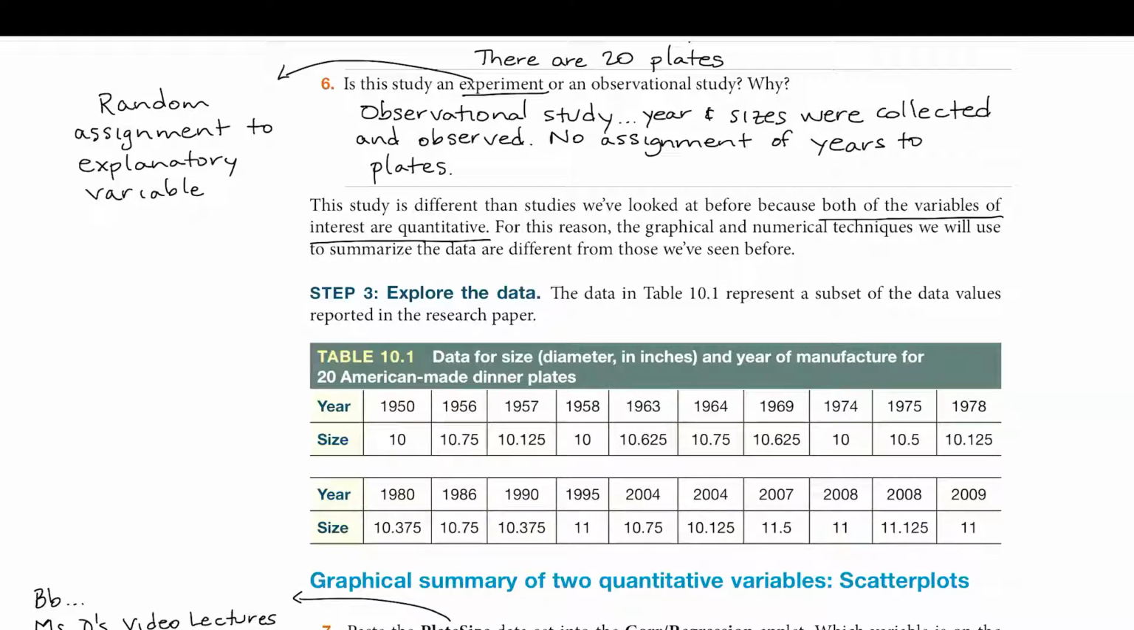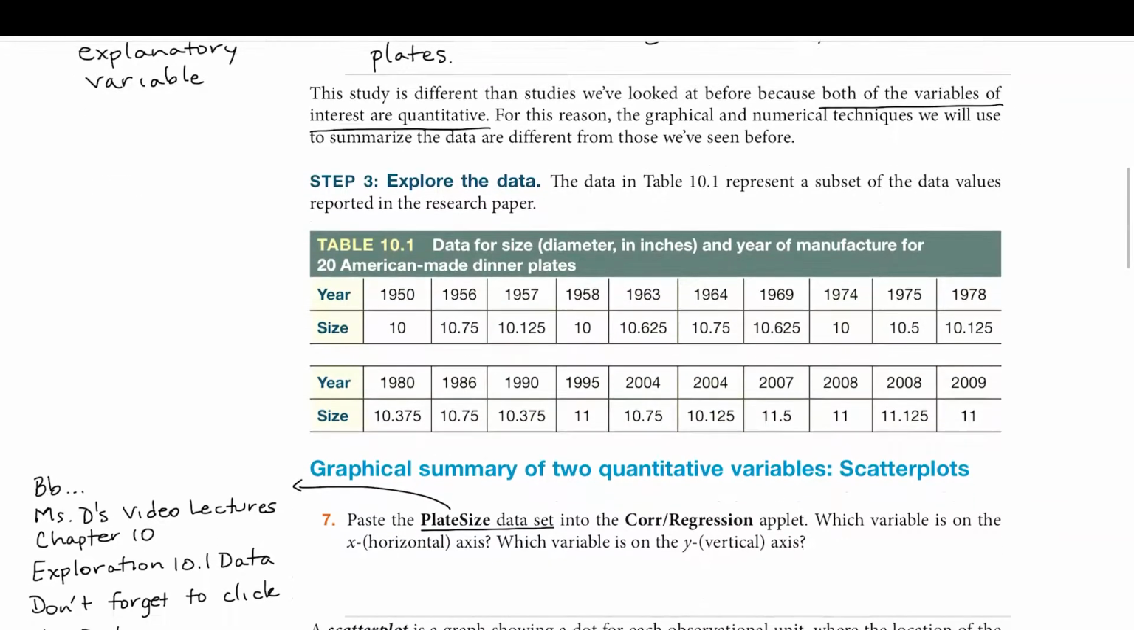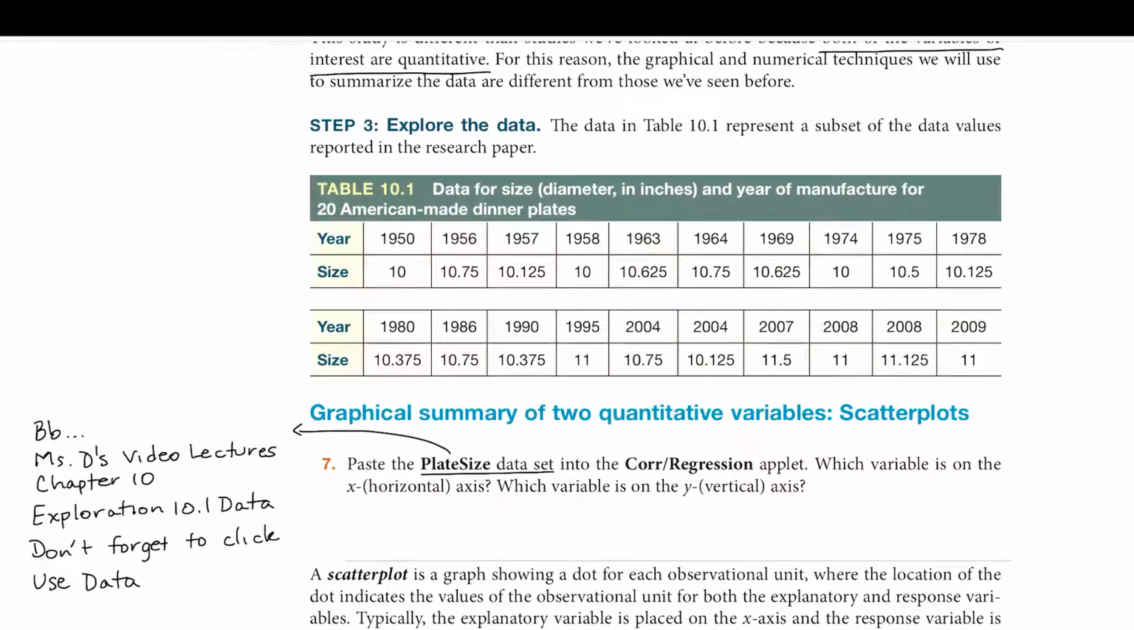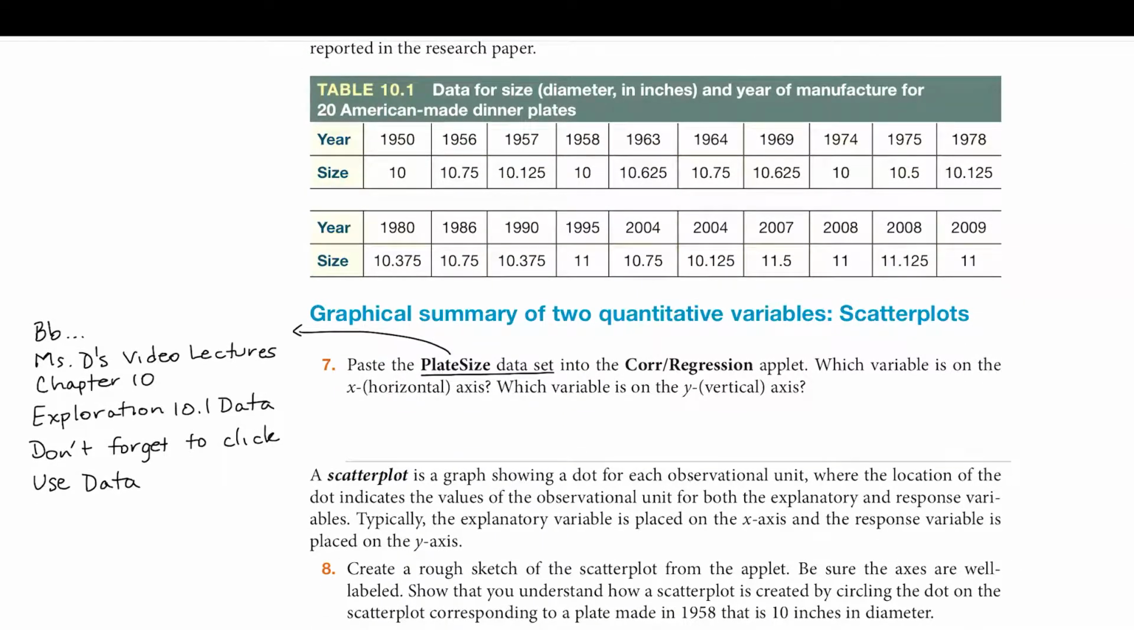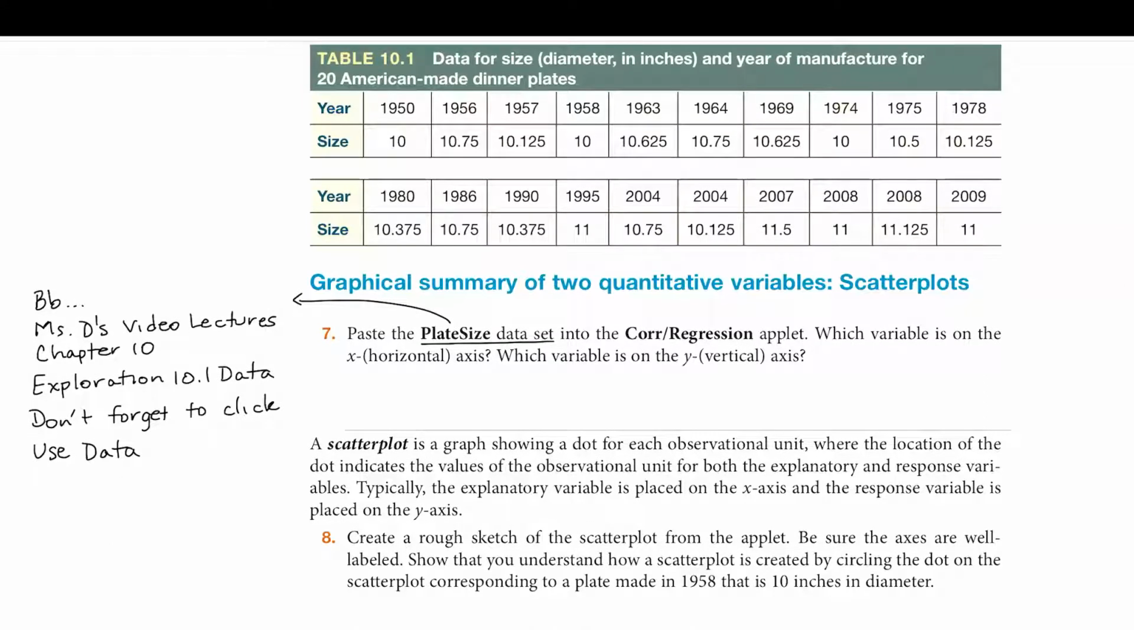Okay, so again, both of the variables that we're looking at are quantitative. That's new in Chapter 10. And so the way we're going to summarize the data is going to be a little bit different than it has before. So step 3 in our process is to explore the data. So the data is here for 20. This is a subset of the original sample from the research they cited, but there's a sample here of 20 plates. And for each plate the researchers collected the year and the size.